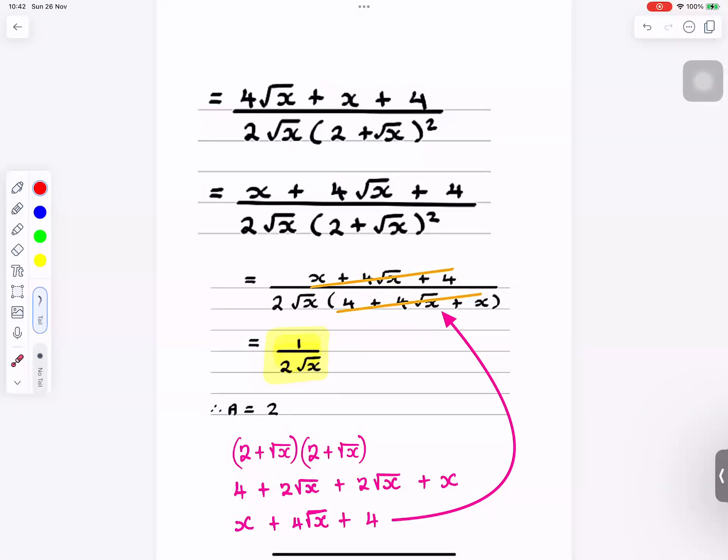And what you could do from there now is write it as x, 4 root x, and then 4. And this at the top there is a quadratic, if you look at it that way. Or when you expand the denominator, 2 plus root x times 2 plus root x will give us x plus 4 root x plus 4, which is the same as the numerator. So those two will cancel out. You're left with 1 over 2 root x. So your a is 2.